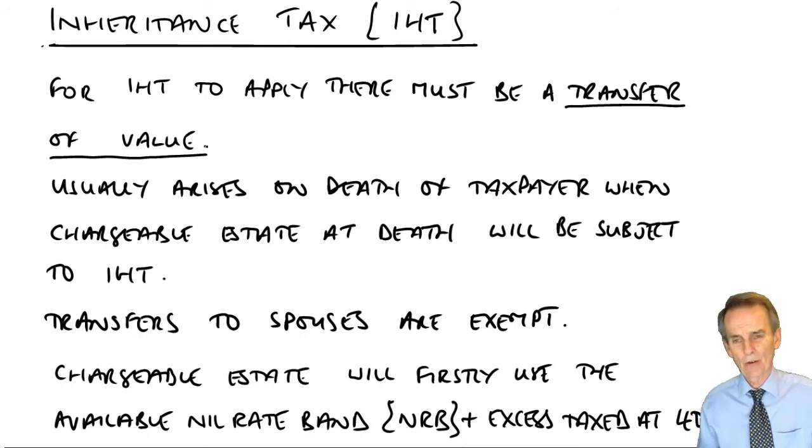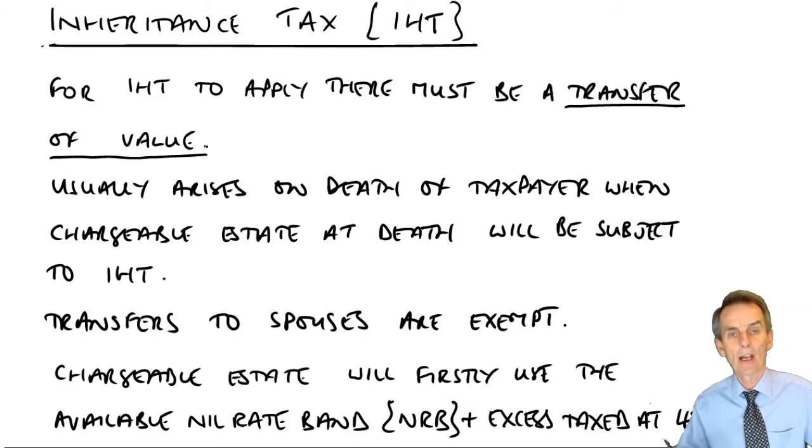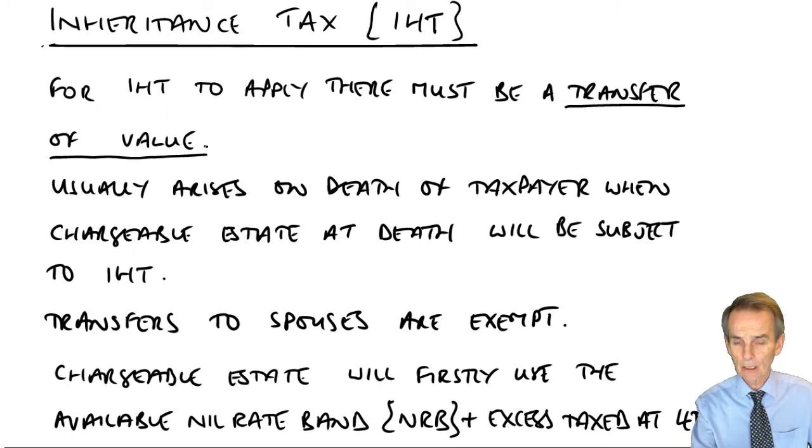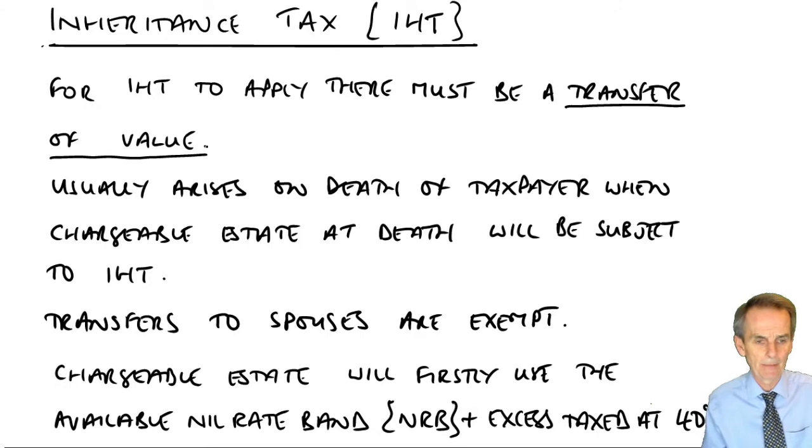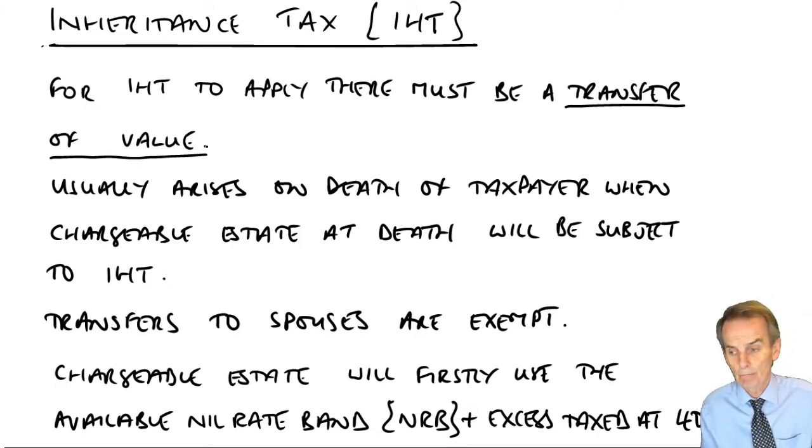Now, that transfer of value is a gift. It's defined specifically, as we will see separately in the notes in a moment's time, as the difference between the value of the estate before the transfer was made and the value of the estate after the transfer. So the transfer of value is the difference between what the taxpayer had before the transfer and what the taxpayer had after the transfer, which, as you'll see in the notes in but a moment's time, is usually equivalent to the open market value of whatever asset is being gifted.